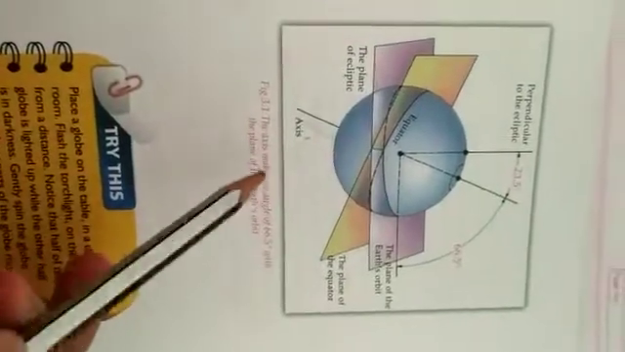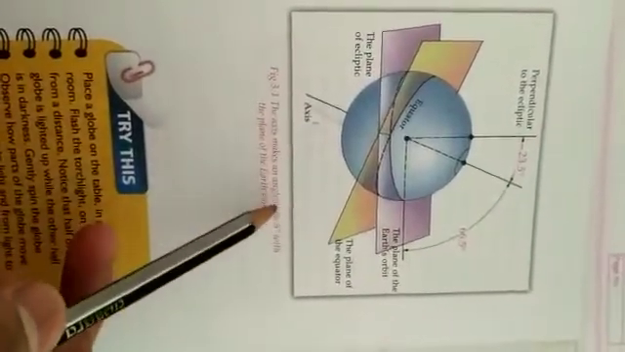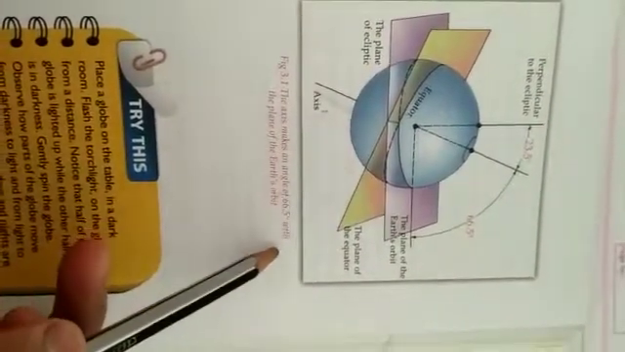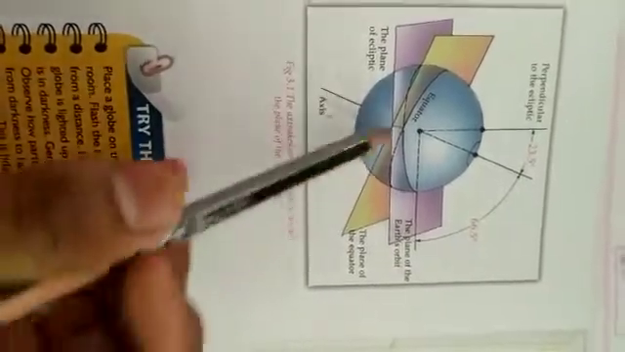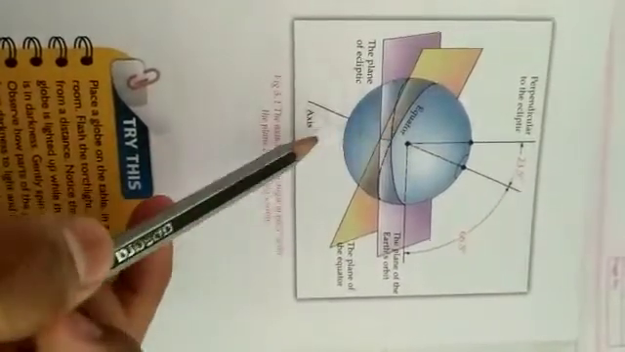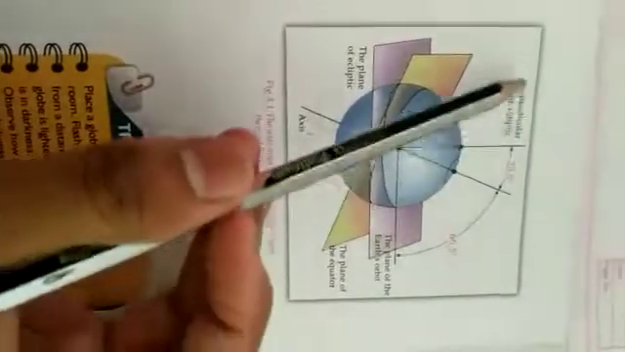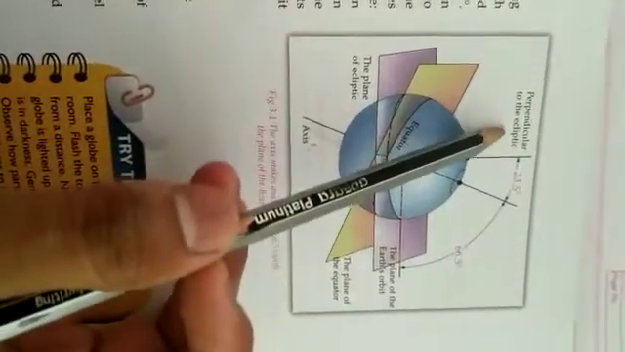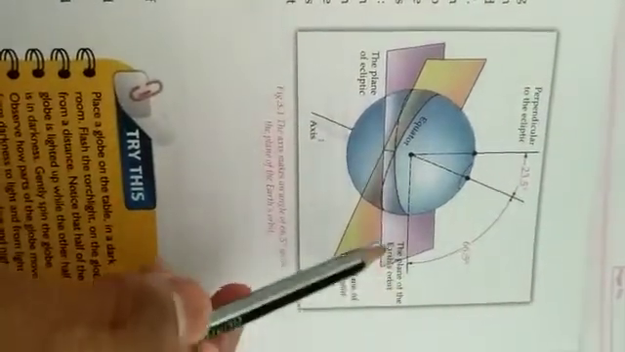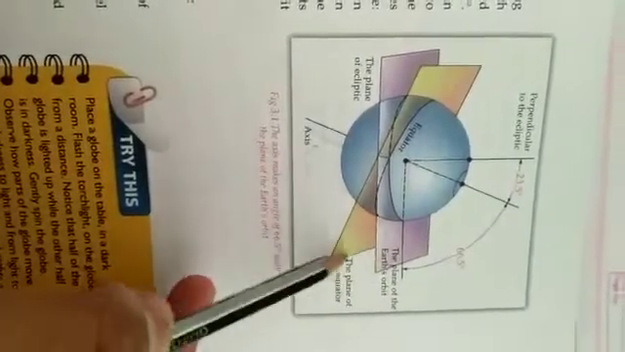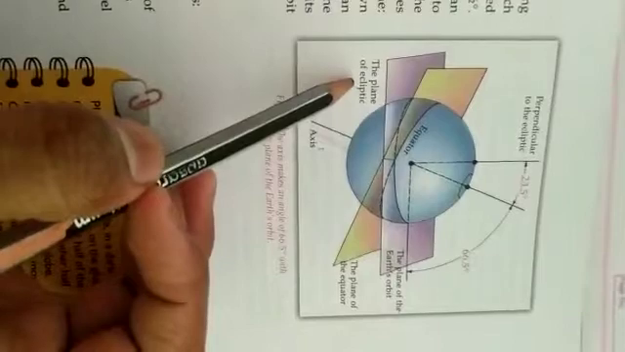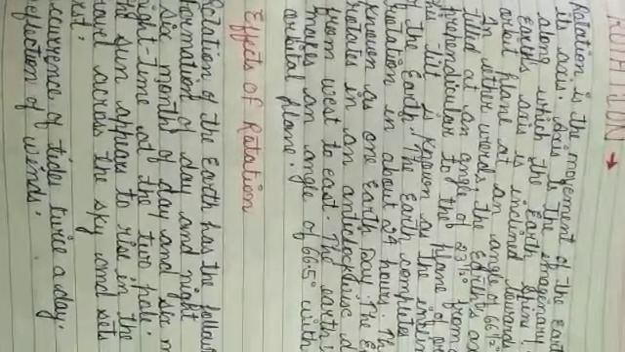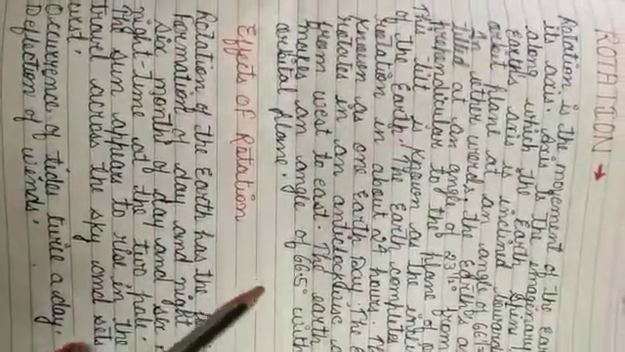Look at this picture. The axis makes an angle of 66.5 degrees with the plane of the earth's orbit. This is the equator and this is the axis. Perpendicular to the ecliptic, the plane of the earth's orbit, the plane of the equator, and the plane of the ecliptic.